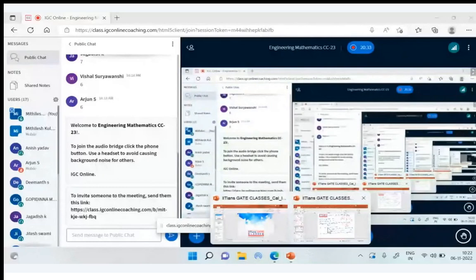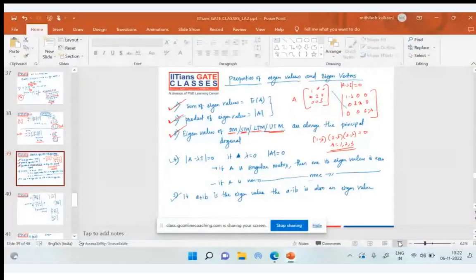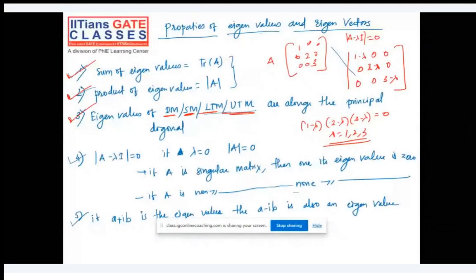Okay. Is it clear? The point number three? Anyone have any doubt in this? The next point is point number four.